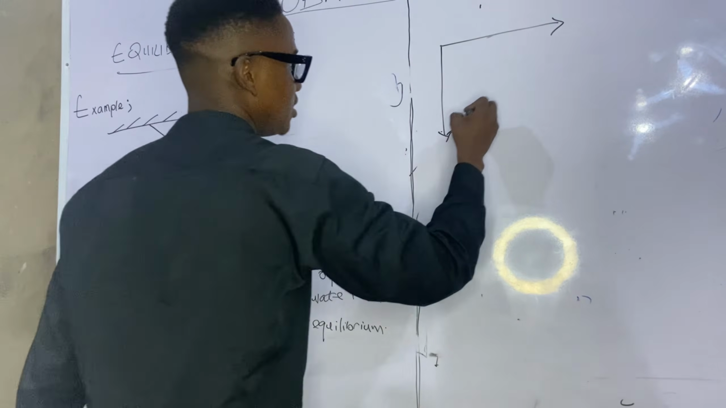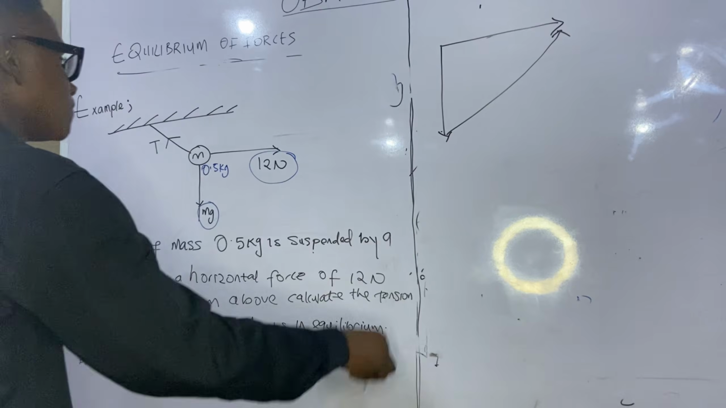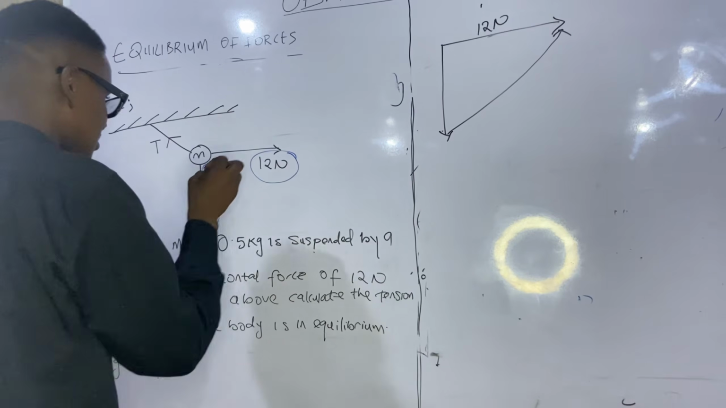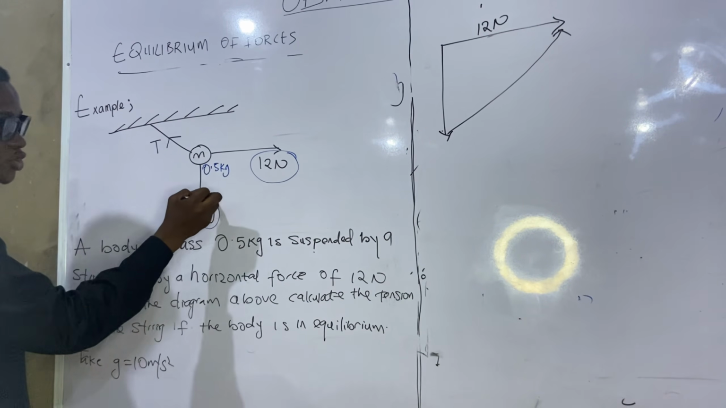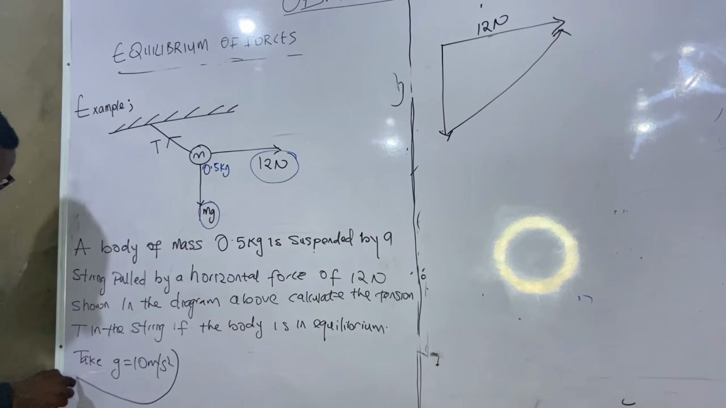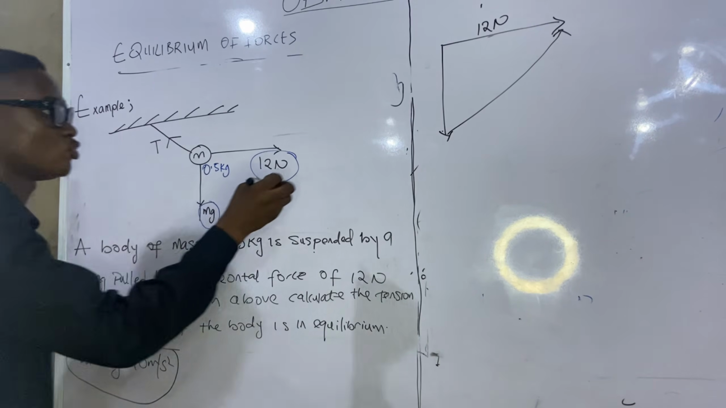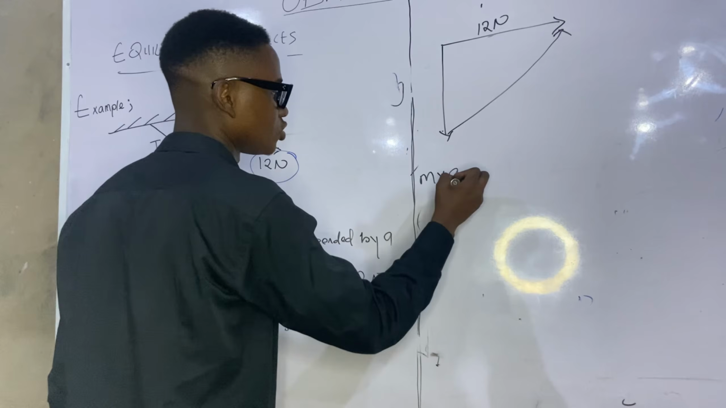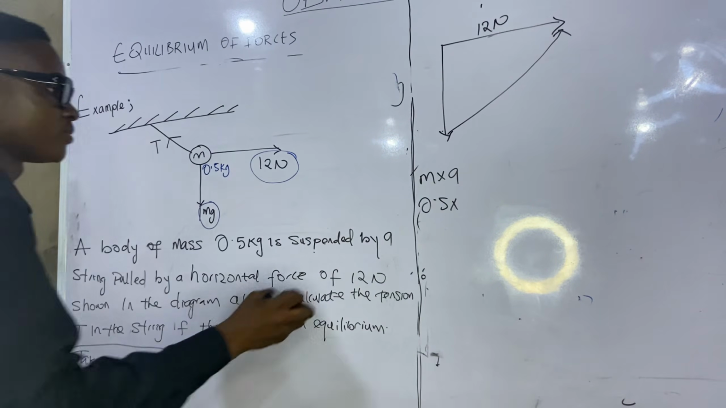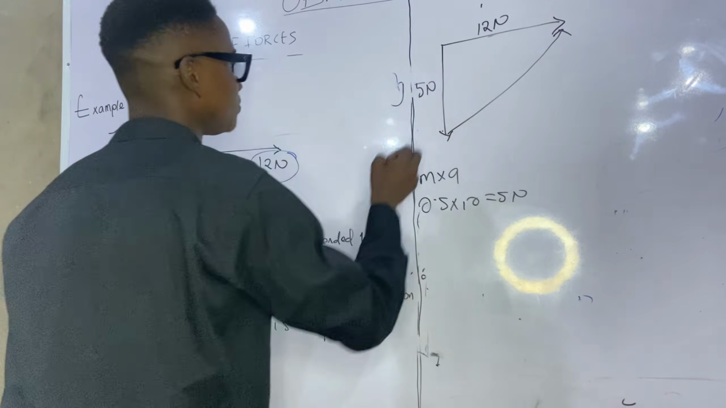It's one going like this. Mind my diagram. This is a triangle. This is 12 Newton. This is the mass, 0.5 kg. Remember, they gave us g as 10 meters per second squared. So to look for the force here, it is mass times acceleration, that is 0.5 times the acceleration due to gravity, which is 10. That gives 5 Newton. So here is 5 Newton.